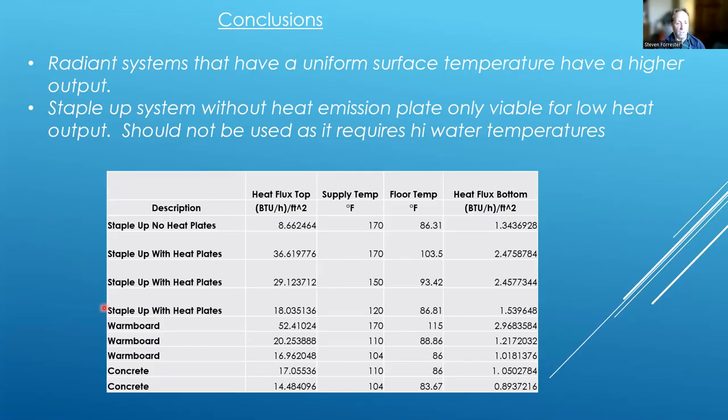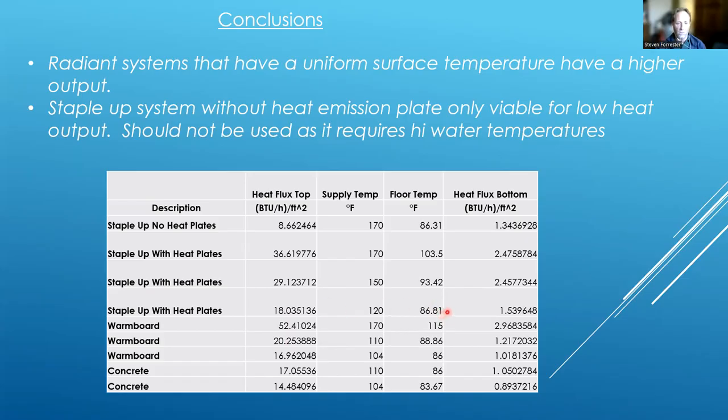The next one is staple up with heat plates, at 120-degree water. Again, we ran it at the higher water temperatures. I'm not going to spend too much time on it because the floor temperatures are too high. We need to be at that 85-degree floor temperature. But as you can see, as you run it hotter, you get a higher output, and you lose more out of the bottom of the floor. But again, the floor temperature is the governing factor here.